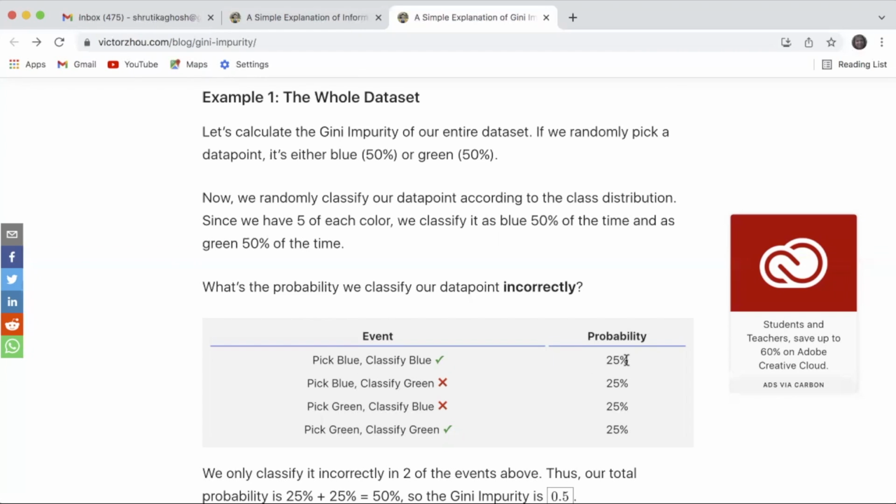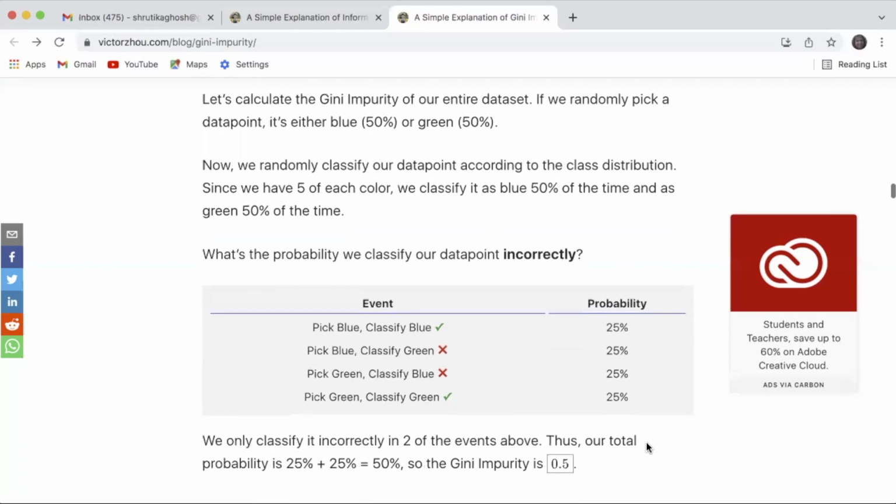Similarly, pick a blue ball and classify it as green, which is a false prediction we have done. This probability is also going to be 25%. Pick green, classify blue. This is again a false prediction. This is 25%. Pick green and classify green. This is a correct prediction and this is 25%. So these are the probabilities that we have found.